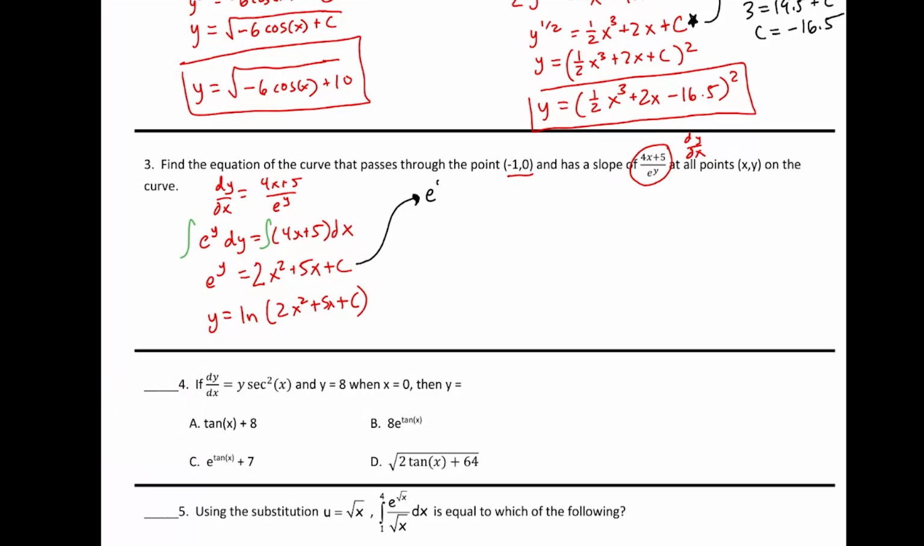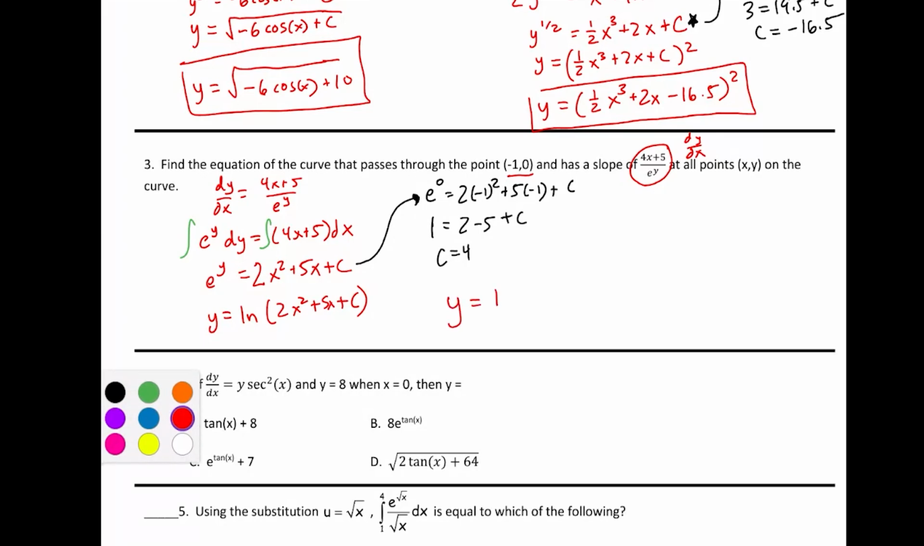So e to the 0 equals 2 times (-1) squared plus 5 times -1 plus c. e to the 0 is 1, 2 times 1 is 2, 5 times -1 is -5. So 2 minus 5 is -3. Add that 3 to both sides, we get c equals 4. So my particular solution here will be y equals the natural log of (2x squared plus 5x plus 4).